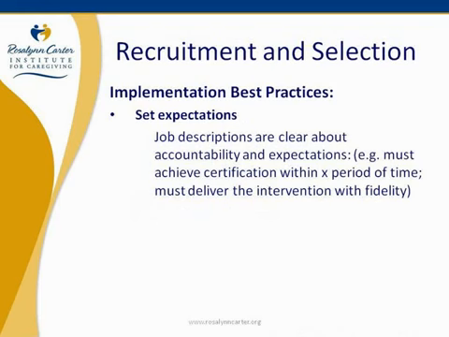Set expectations. Probably the first thing that you want to do is really sit down and draft a thorough job description that lists all the accountability, all your expectations. For instance, with our Georgia Reach interventionist job descriptions, we put in there that we required them to achieve certification within a certain amount of time after they were hired, and that they must deliver the intervention with fidelity. Having that in the job description, which is in their possession even prior to that first interview, demonstrates to them that this is an important piece of what your job's going to be, and we expect it to take place.